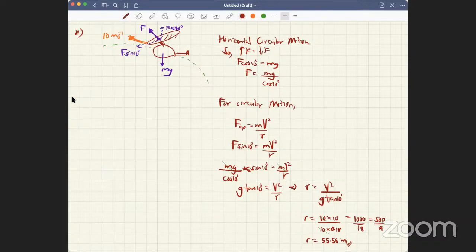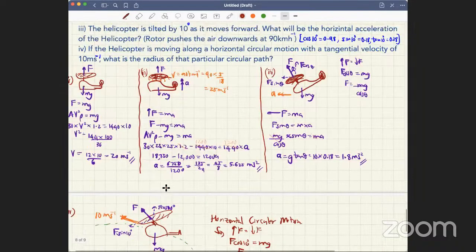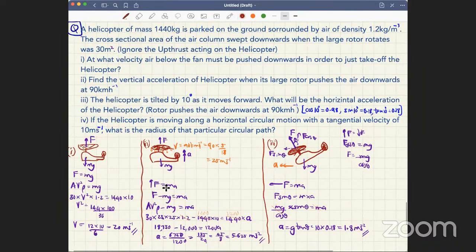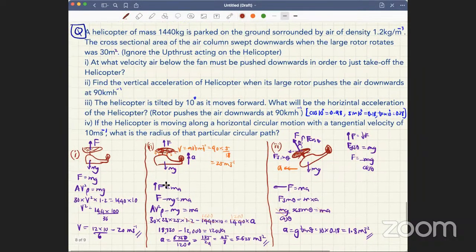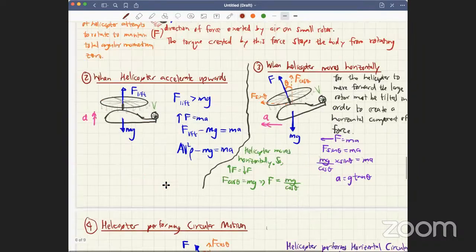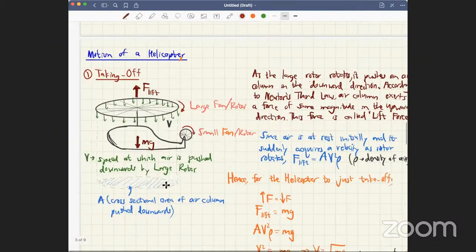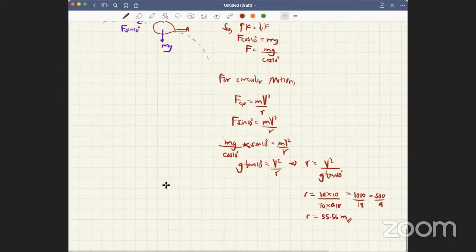Okay. So we have almost done an essay question here. We've almost covered everything here, right? Good. Fine then. So this is how you apply the concepts of Newton's second law to the motion of a helicopter. Try the other question also and see how it goes.